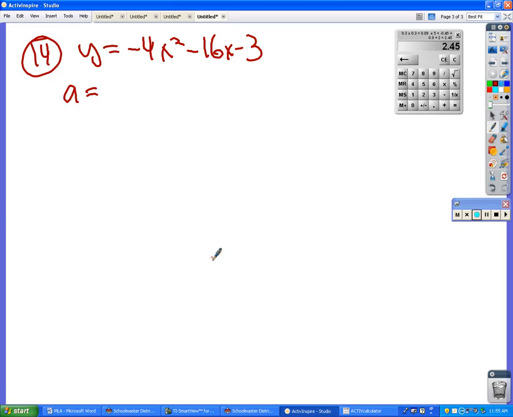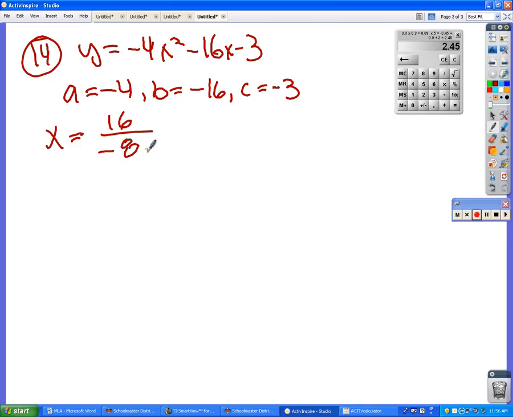All right, number 14. What's A? Negative 4. What's B? And what's C? Negative 3. All right, so now to figure out the X, I'm going to go the opposite of B, which is positive 16, over 2 times A, and since A is negative 4, 2 times that is negative 8. So 16 divided by negative 8 is negative 2.